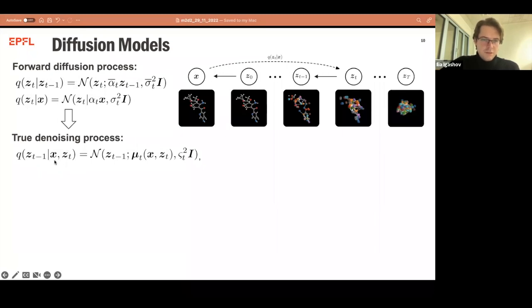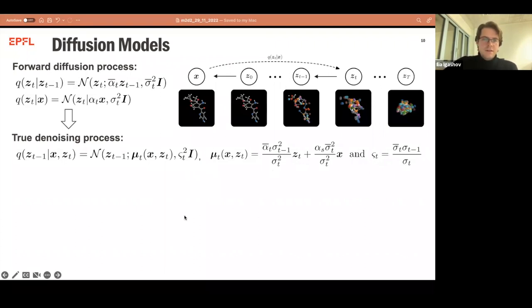But of course, here we should also take into account our ultimate goal, our initial data point X, because otherwise we wouldn't be able to get these formulas. It's like we need to have something in the end because we want to restore the trajectory. And this is also Gaussian, but with a bit more complicated parameters that are still derived analytically.